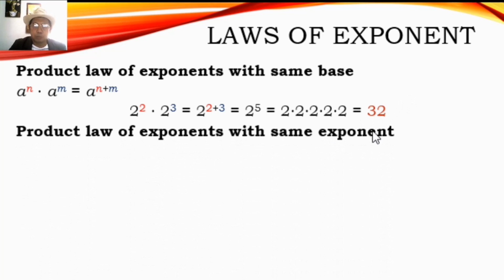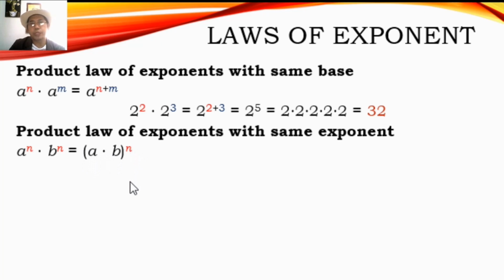Another law of exponents would be the product law of exponents with the same exponent. You will notice this law is the opposite of the first one. You will notice a raised to n multiplied by b raised to n. They have the same exponent but different bases. So how do we deal with these exponential numbers? We will just multiply, or get the product of, the bases. That is the same as saying a multiplied by b. After multiplying these bases, that's the time we raise them to the exponent n.